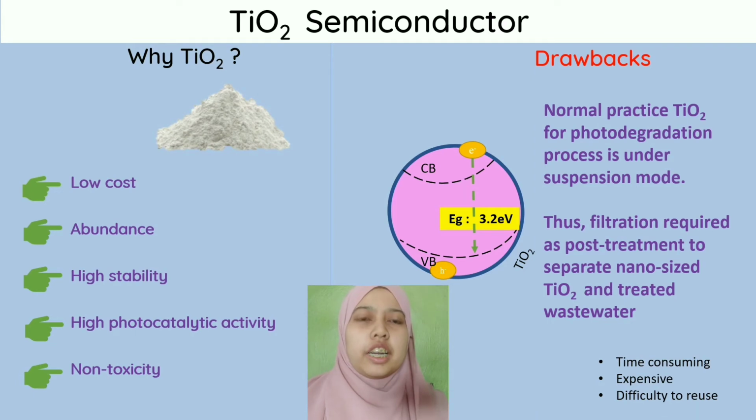Why do we choose titanium dioxide? It is because it is low cost, abundant, highly stable, has high photocatalytic activity, and is non-toxic. As for the drawbacks, the normal practice for titanium dioxide in the photodegradation process is under suspension mode. Thus, filtration is required as post-treatment to separate nano-sized titanium dioxide and treated wastewater.